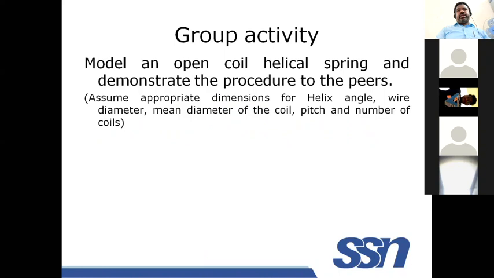Okay, right. It's a group activity. You just read it. Model an open coil helical spring and demonstrate the procedure to the peers. It means you have to develop it and you have to explain how you have generated, how you have created a spring. That you have to discuss.